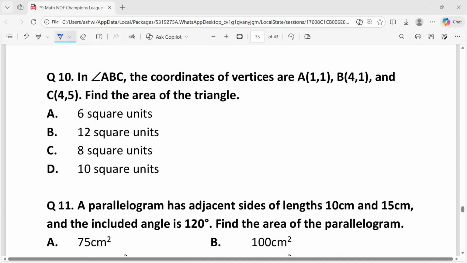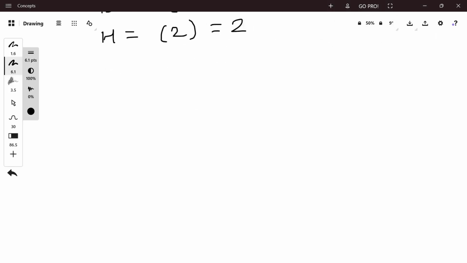Question 10. In triangle ABC, the coordinates of the vertices are A(1,1), B(4,1) and C(4,5). Find the area of the triangle. Points A(1,1) and B(4,1) have the same y coordinate, so side AB is horizontal. Points B(4,1) and C(4,5) have the same x coordinate, so side BC is vertical. Therefore, the triangle is a right angle triangle with the right angle at B.